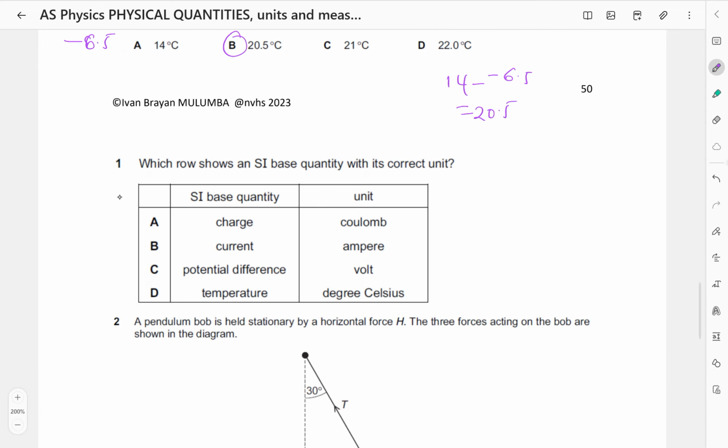Which row shows an SI-based quantity with its correct unit? Charge is not an SI-based quantity. PD is not an SI-based quantity. So A and C are out.